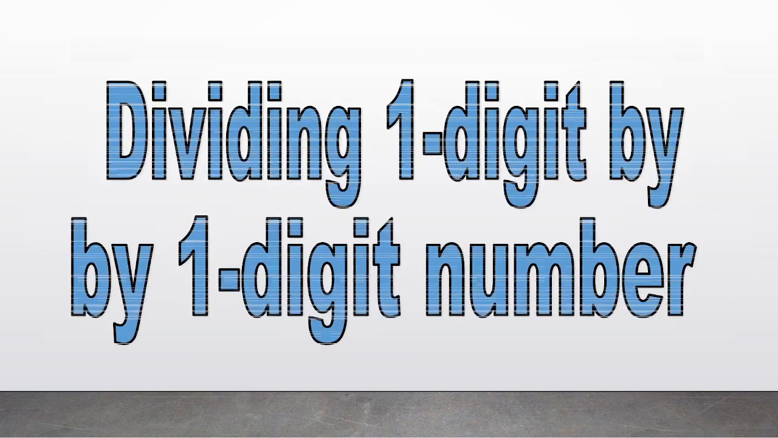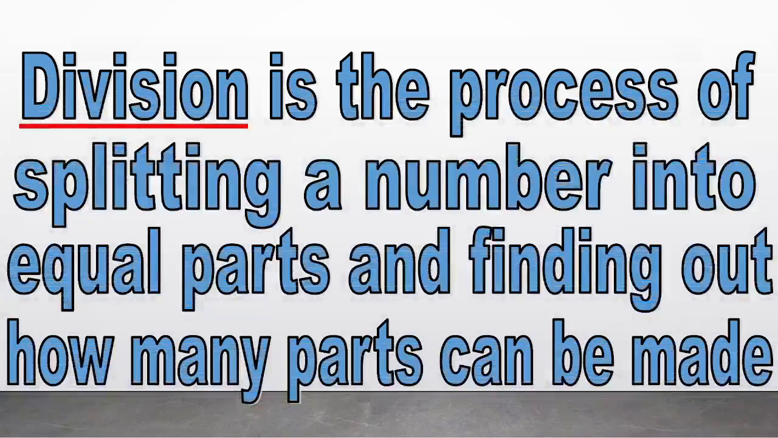Today, you are going to learn about dividing one digit by one digit number. Division is the process of splitting a number into equal parts and finding out how many parts can be made.